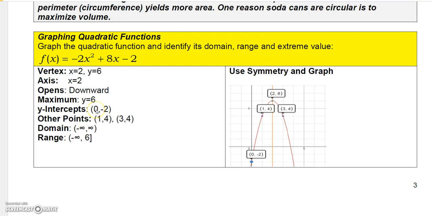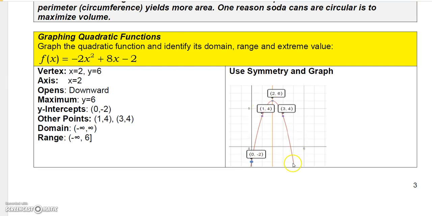Now, you can always find y-intercepts by letting x be 0. So if you let x be 0, you get the y-intercept of (0, -2). Now notice this is the axis, x equals 2, and the y-intercept is 2 units to the left. So there must be another point right here. So you could plot that point, and then you would have those 3 points to use.